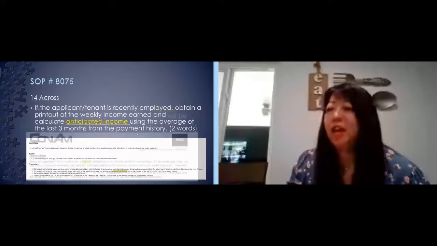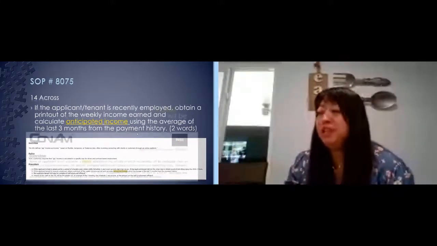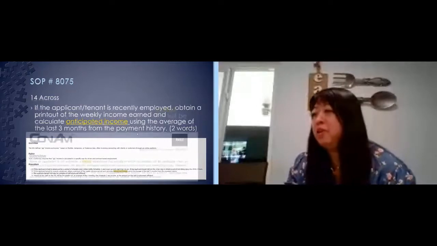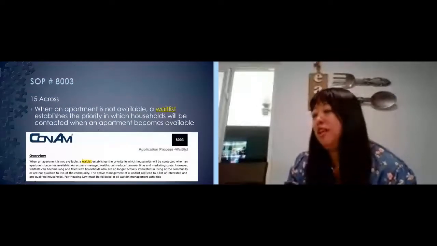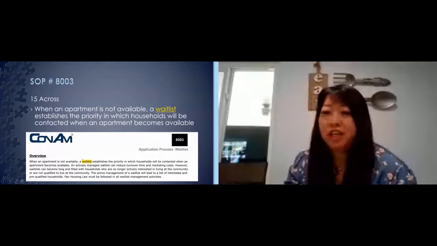Okay, next we have, when an apartment is not available, a wait list establishes the priority in which households will be contacted when an apartment becomes available. So this could be found in every HUD property, like I said earlier.